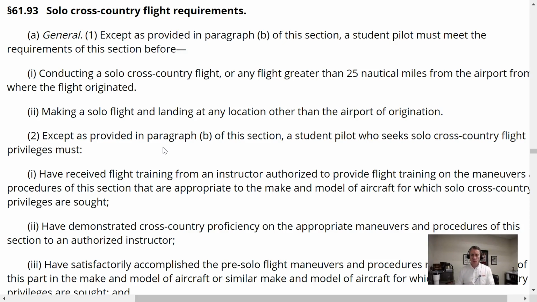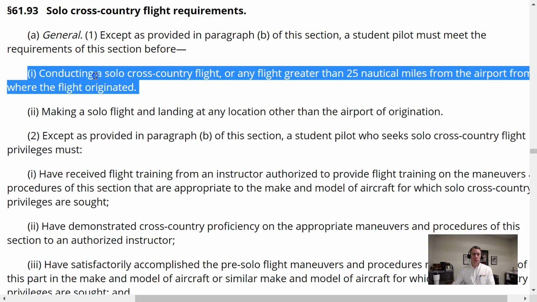Okay, so the very first thing we'll talk about is paragraph A. And it says here, except as provided in paragraph B of this section, a student pilot must meet the requirements of this section before conducting a solo cross-country flight or any flight greater than 25 miles from the airport from where the flight originated. Now, without knowing this entire reg, you would just read this and say, okay, so if I want to go beyond 25, I'm good to go?